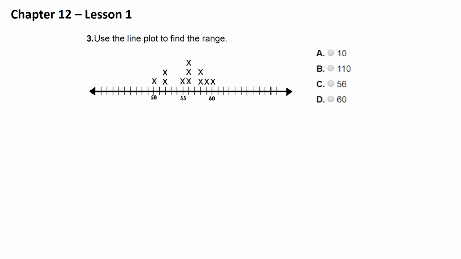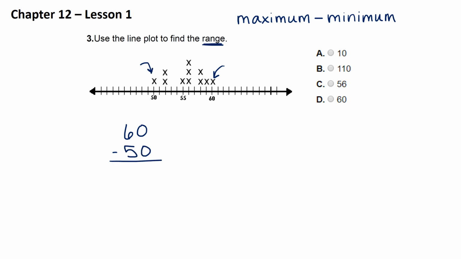Question 3. Use the line plot to find the range. The range is the maximum value that has occurred minus the minimum. In this case, the highest value that has appeared is 60, and the lowest is 50, which is a difference or a range of 10, and that's answer choice A.